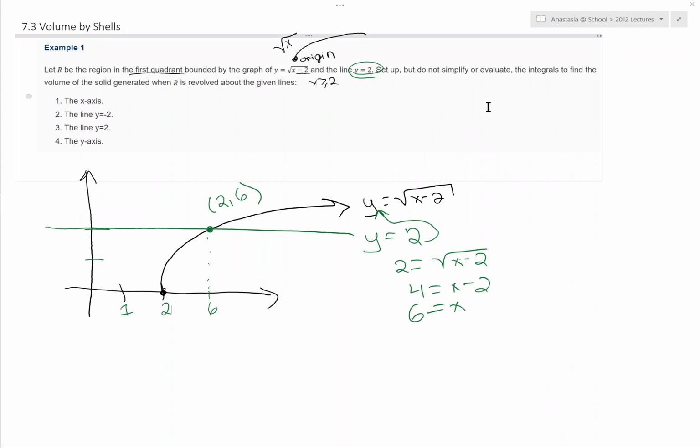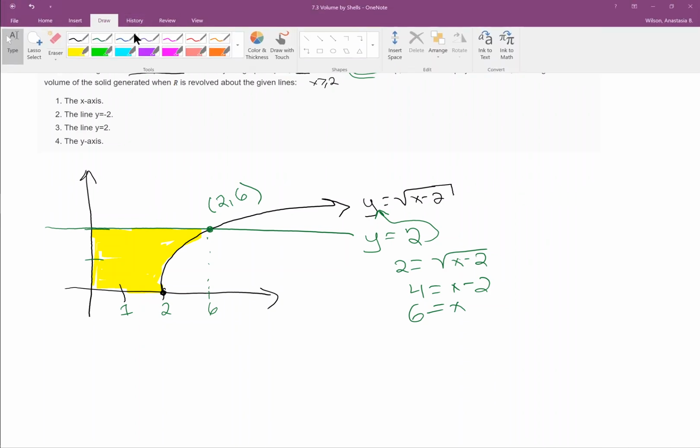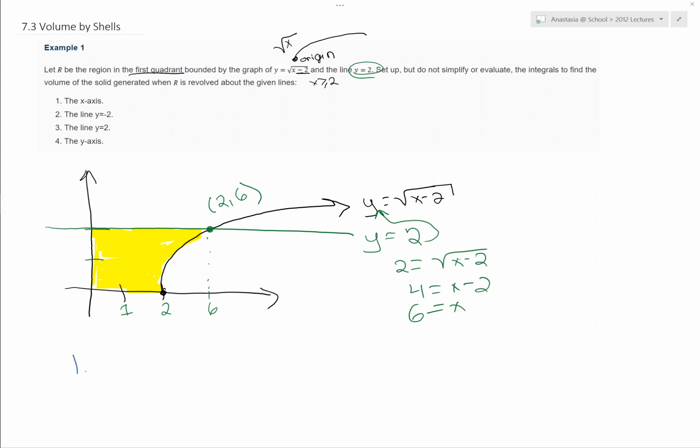We aren't given any more boundaries except for the fact that we only care about the region in the first quadrant. So bounded by this curve, that line, and restricted to the first quadrant means that we are talking about this region here. Okay, and that's what we are rotating. So the first axis of revolution is the x-axis. So let's start there. For number 1, we are going to rotate around the x-axis.